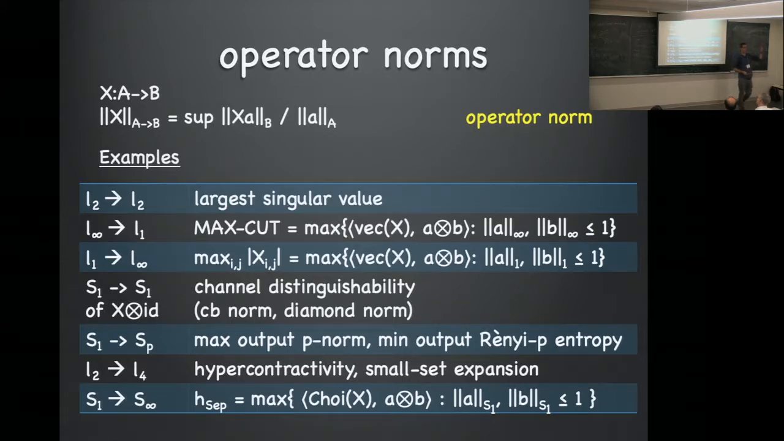For those familiar with quantum information, if I look at the Schatten 1 to Schatten 1 norm, this corresponds to how well two quantum channels can be distinguished. The S1 to SP norm comes up in other problems, such as measuring how noisy a quantum channel is.